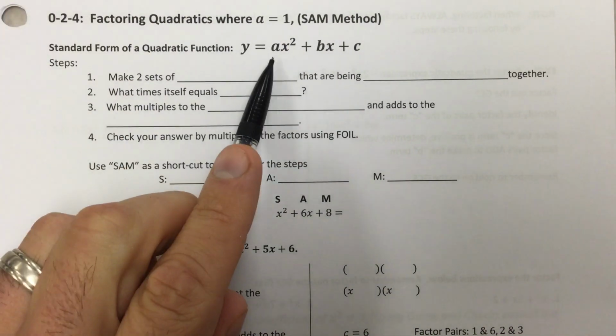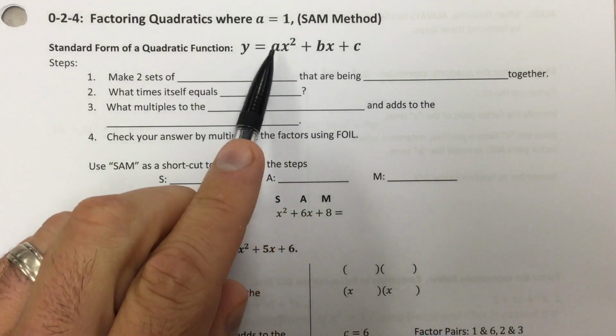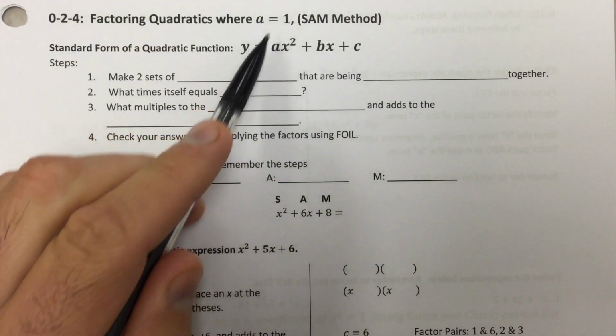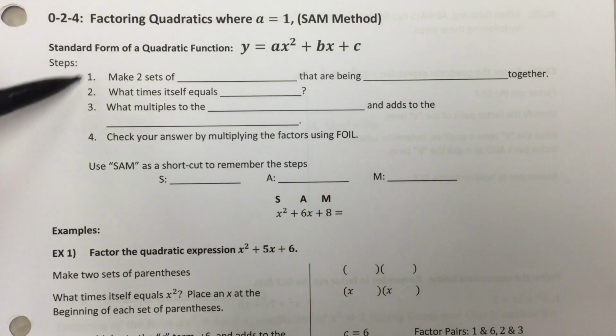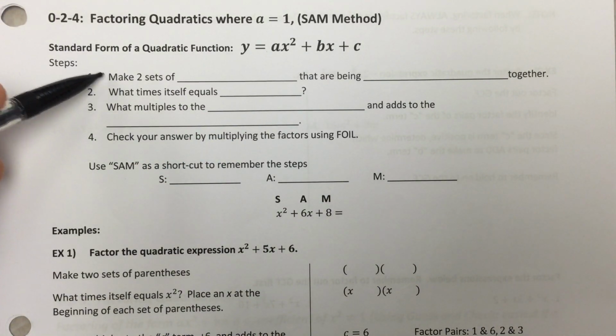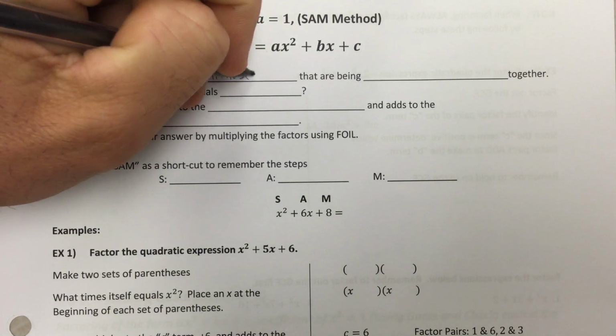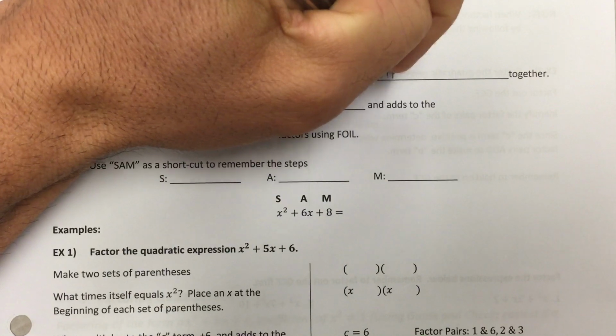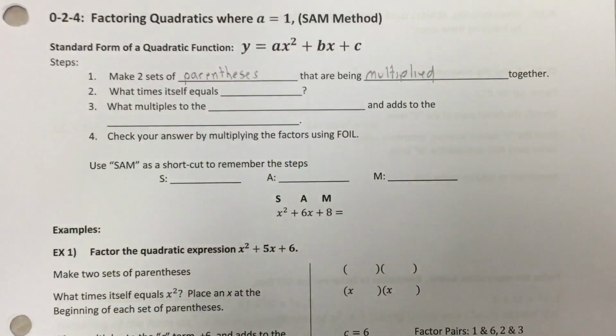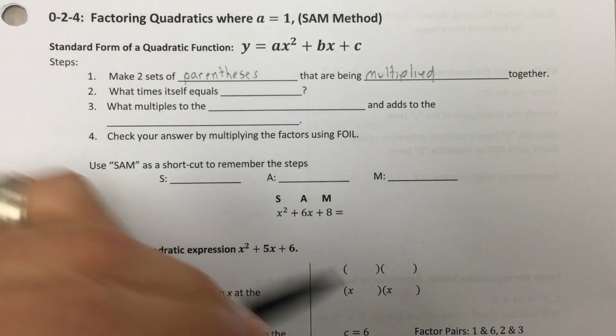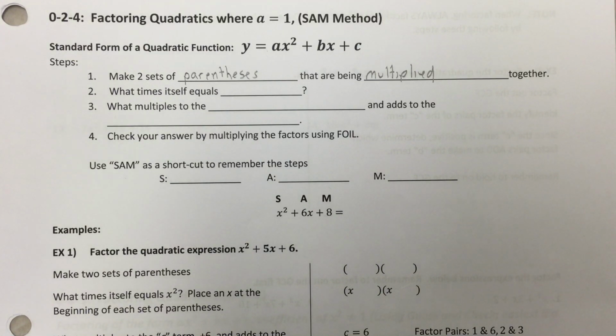All right, back to our SAM, the reason for the beautiful morning. What we're looking at today now is three terms, three things separated by addition, subtraction: one term, two terms, three terms, and that coefficient being a 1. And you have some steps here. So your first step is to make two sets of parentheses that are being multiplied together. So this is now really reverse of FOIL. Before, GCF was reverse of distributive property, difference of squares was reverse FOIL. This SAM is also reverse FOIL.